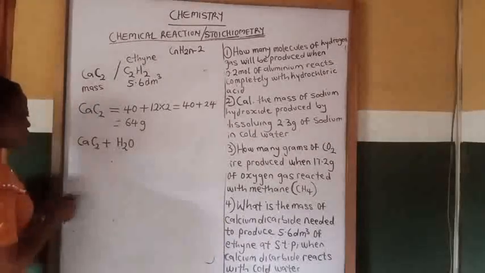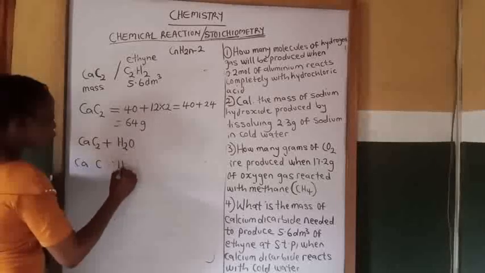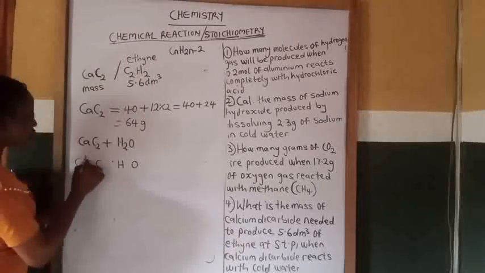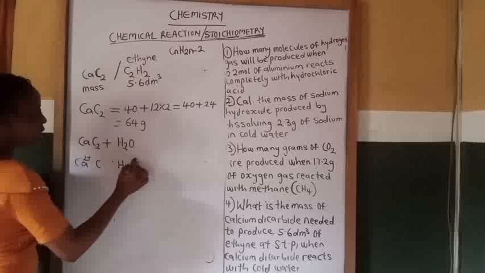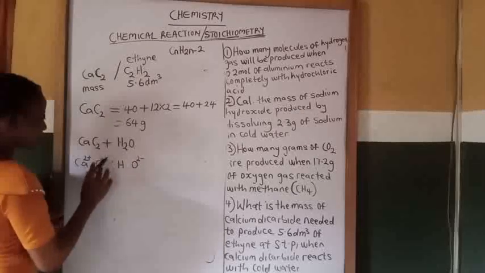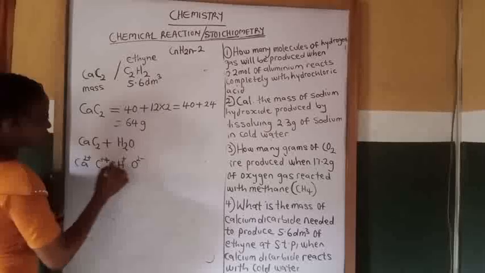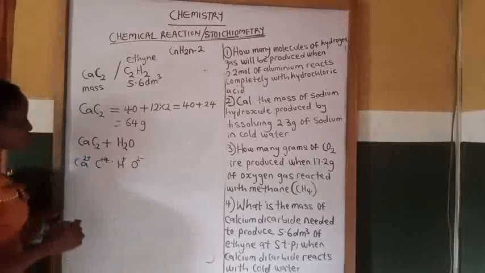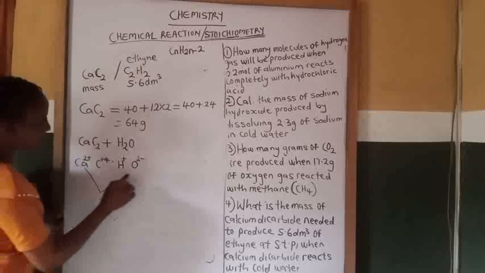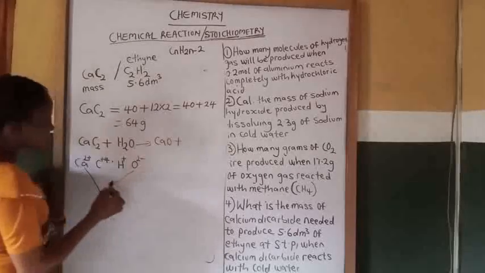Now, the calcium dicarbide will split into calcium and carbon, then the water will decompose to hydrogen and oxygen. The charge on calcium is 2 plus, and oxygen is 2 minus. Therefore calcium is plus 2, so positive and negative will give us CaO.